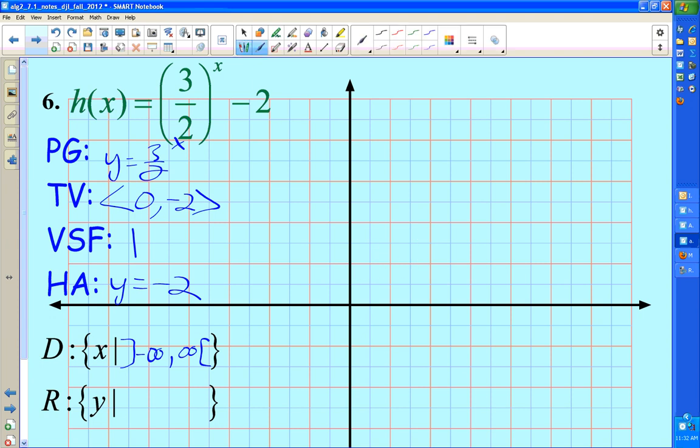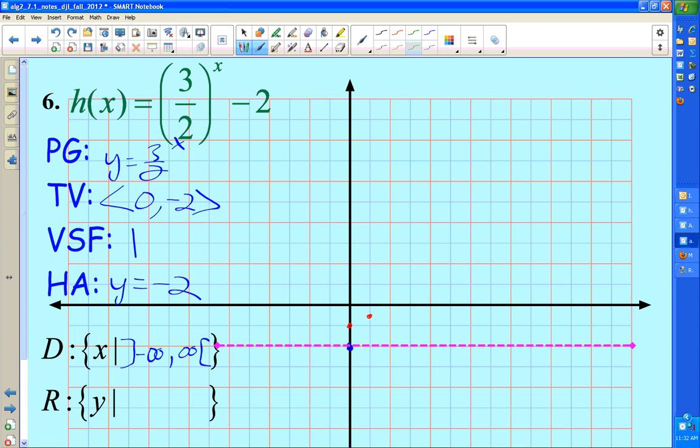Let's put in our horizontal asymptote first. So 0, negative 2 is your translation vector. Horizontal asymptote is going to go right here. And from the new origin, we're going to go right 1, up 1.5. Right 0, always up 1, even when it's a fractional base.